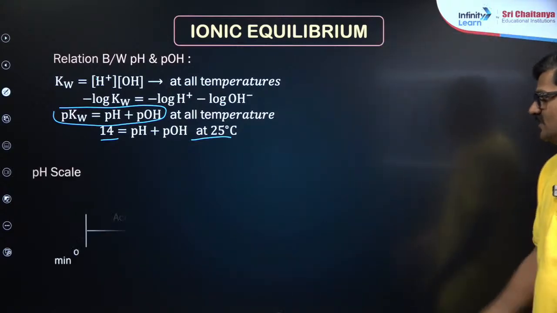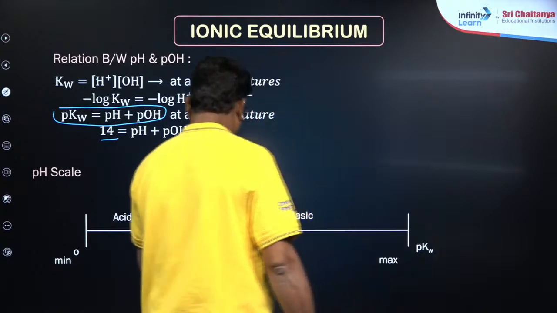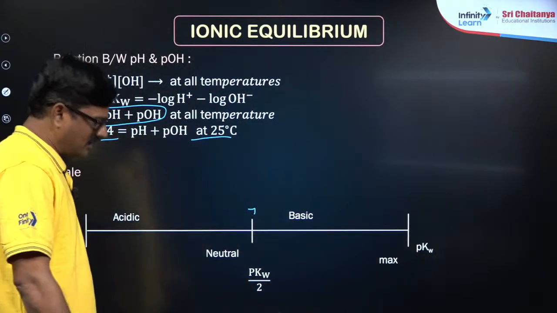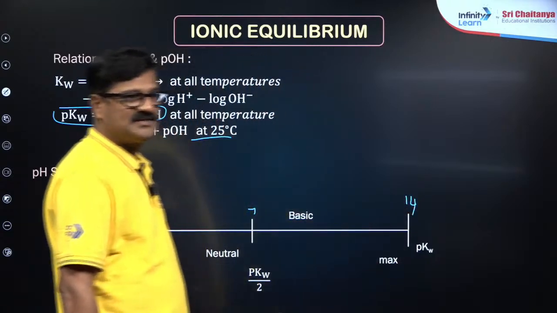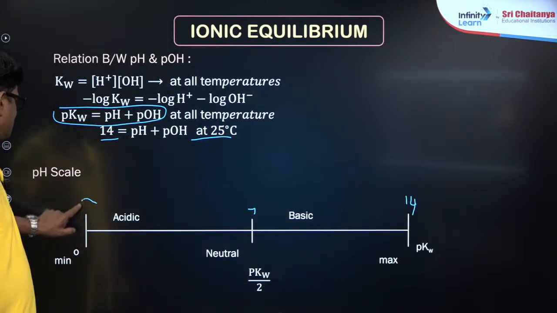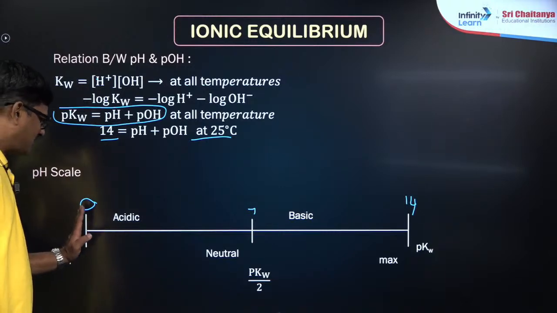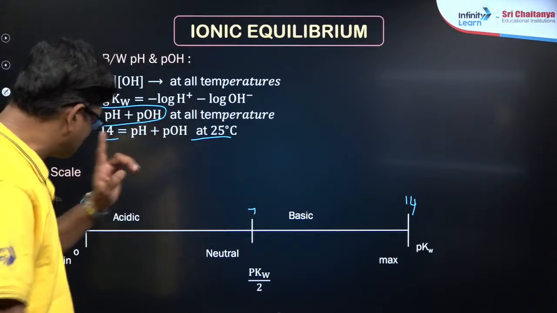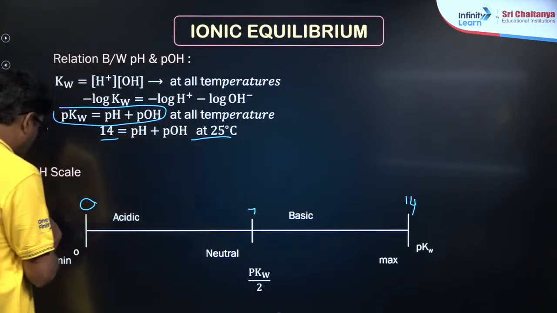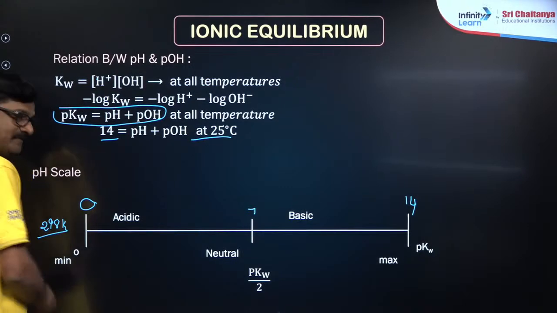And the pH scale is just to say, if the pH is 7, it is said to be neutral, and the pH scale can be 14, which is the maximum. A pH of 0 is the minimum. So the pH scale ranges between 0 to 14. Chitra said this scale is only applicable at 298 Kelvin.